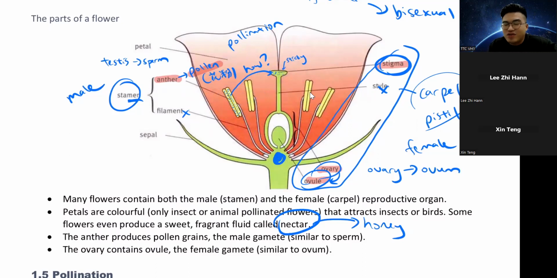Okay, this is why you need bees. If there's no bee, this won't happen. Bees or butterflies. This won't happen. There will be no pollination.